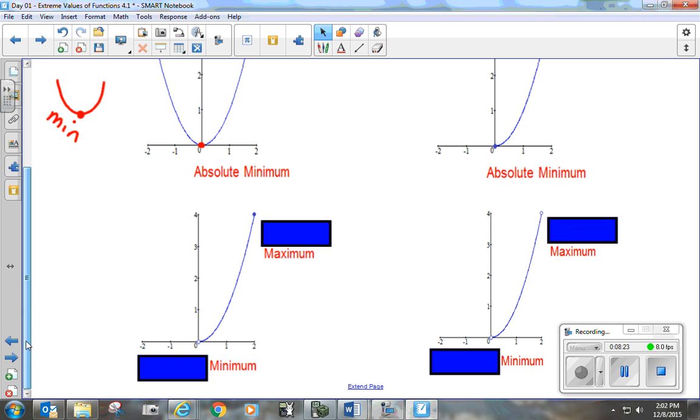Well, down here, bottom left, what do you think? Do you think there's an absolute minimum or maximum? There's a max. There's no min. So there's a max, but there's no min. And you'd be correct. How come? There's a hole. It will get closer and closer forever to that hole without touching it.